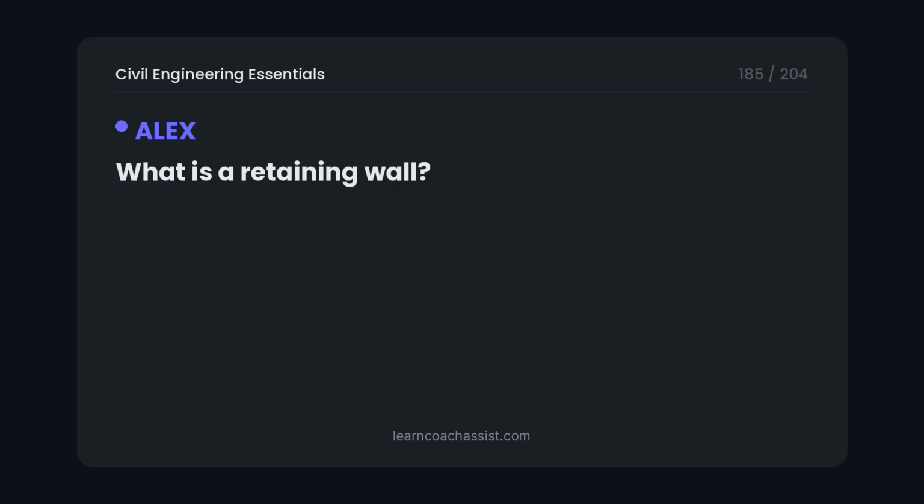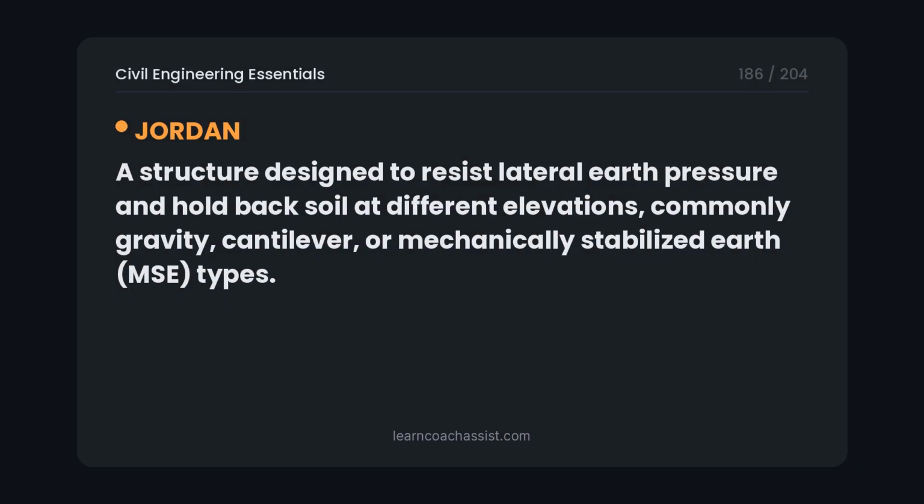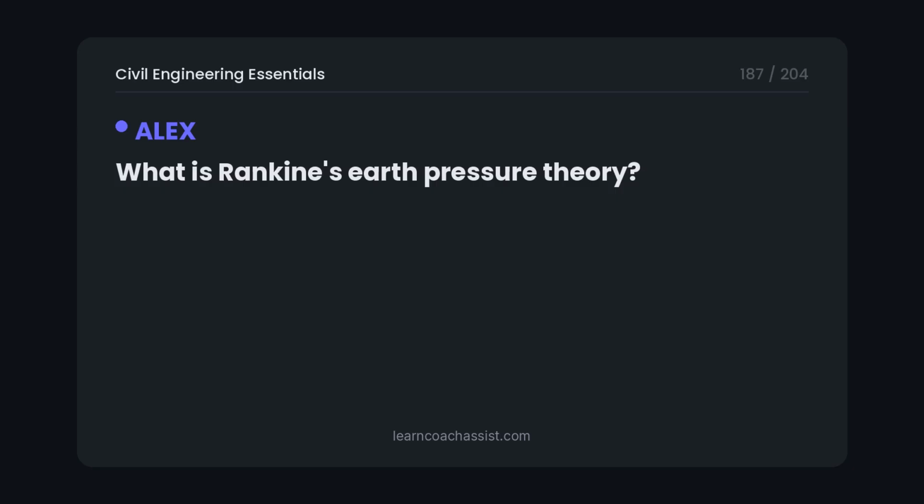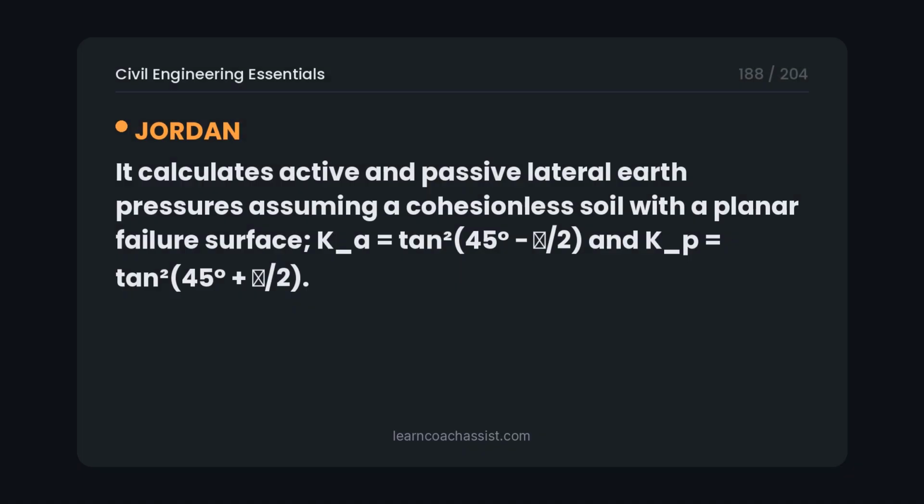What is a retaining wall? A structure designed to resist lateral earth pressure and hold back soil at different elevations, commonly gravity, cantilever, or mechanically stabilized earth, MSE, types. What is Rankine's earth pressure theory? It calculates active and passive lateral earth pressures assuming a cohesionless soil with a planar failure surface. K_A equals tan squared (45 degrees minus phi/2), and K_P equals tan squared (45 degrees plus phi/2).